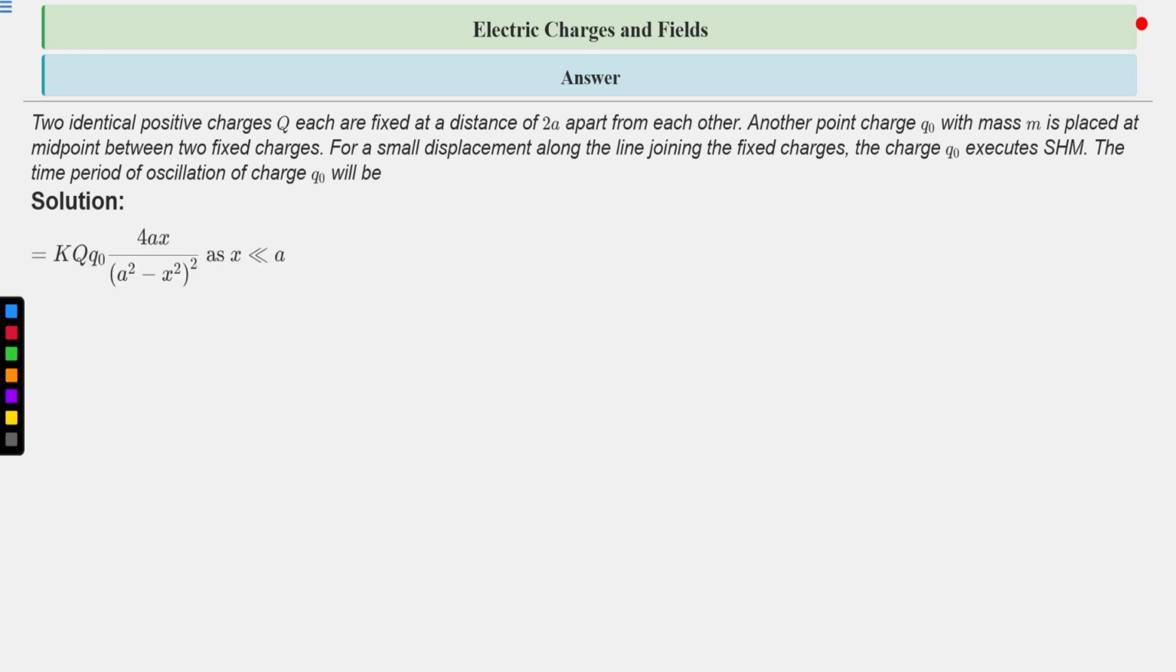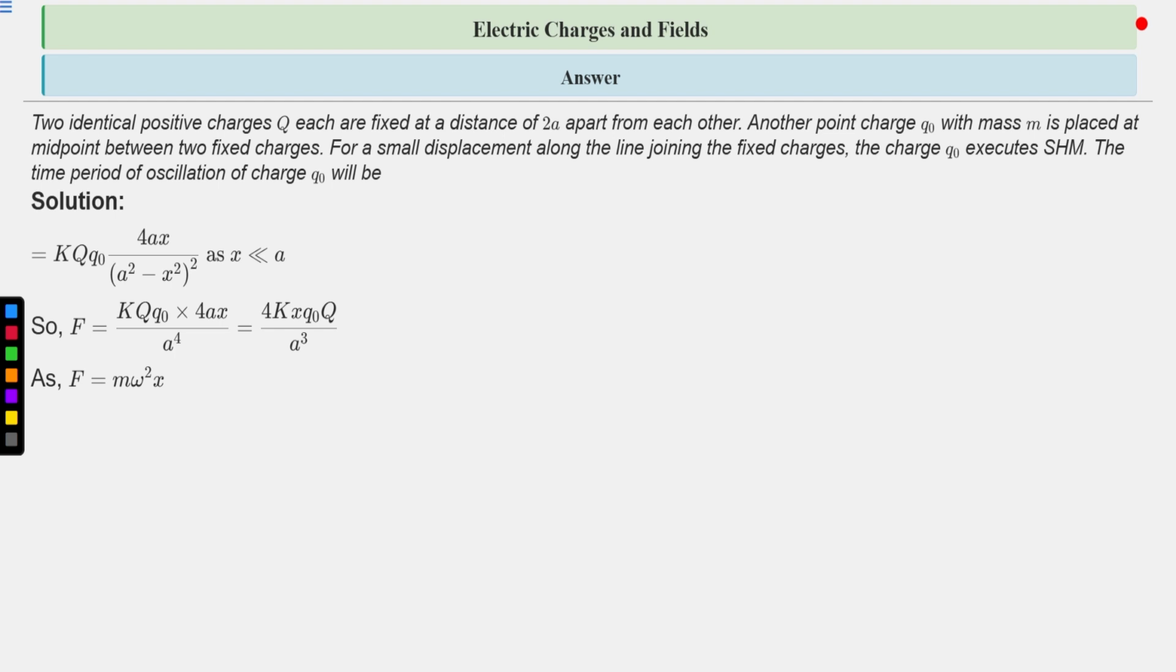Now after solving, we will get this type of equation: kQQ naught 4ax upon (a square minus x square) whole square. Now we are giving a very small displacement, so x is very much smaller than the distance between them, so we can neglect x here. So F will become kQQ naught 4ax upon a square. We are neglecting x square, so a raised to power 4. Now cancel out a, and we are left with 4kxQ naught Q upon a cube.